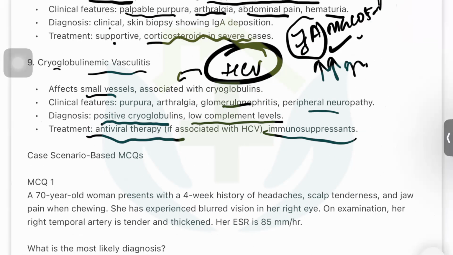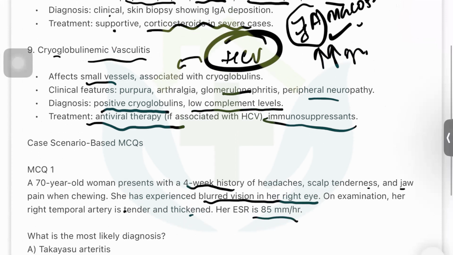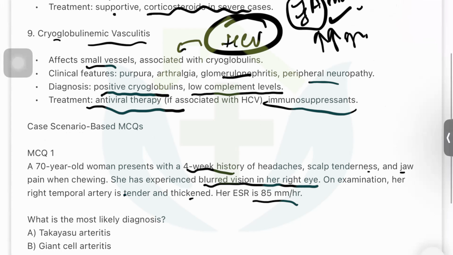A 70-year-old woman presenting with a 4-week history of headache, scalp tenderness, and jaw pain while chewing. She has experienced blurred vision in her right eye. On examination, the right temporal artery is tender and thickened. Her ESR is 85. What is the most likely diagnosis? What is the treatment for this patient? Steroids. IV steroids.